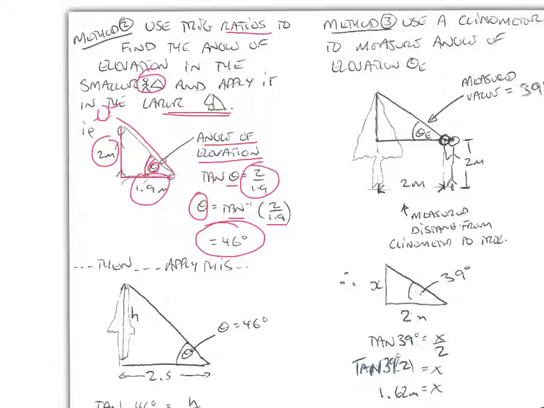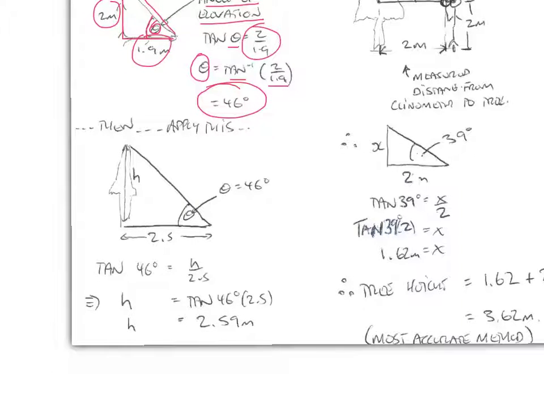Knowing this, we can apply this then to the larger triangle, the one that concerns itself with the tree, and we can draw the same triangle. We know the length of the shadow, we know the angle of elevation of the sun is 46 degrees, so we can find the height of the tree h by simply saying that the tan of 46 is equal to its opposite over its adjacent. So that must mean that the height of the tree is 2.59 meters.